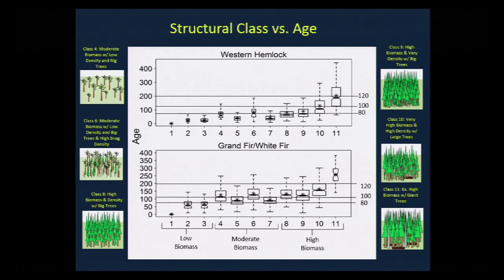We see that there's a fairly good correspondence: as you move into the higher biomass structural classes, age generally increases. If we go to the grand fir and white fir, it's a little bit of a different story. At the low end there, we see some differentiation. But once you get into the moderate biomass classes, there's a lot of overlap in age and what stand age is telling us. So potentially in these drier forests, stand age isn't going to be quite as useful in predicting some of the structural conditions that we might be interested in.